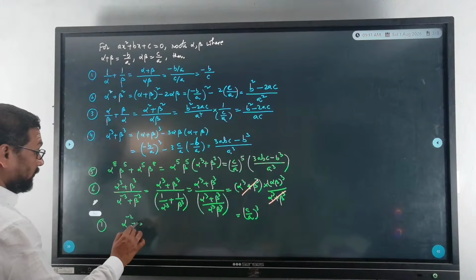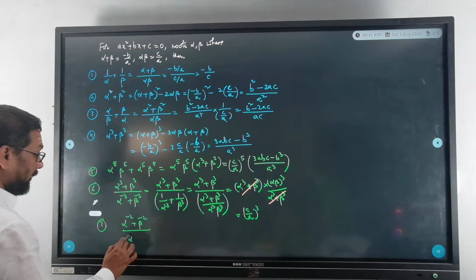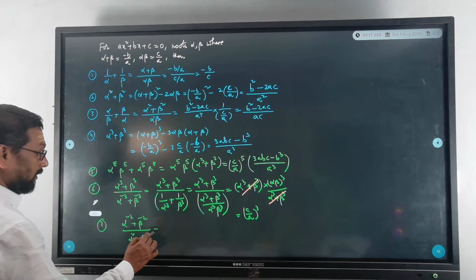Alpha power minus 2 plus beta power minus 2 by alpha square plus beta square.